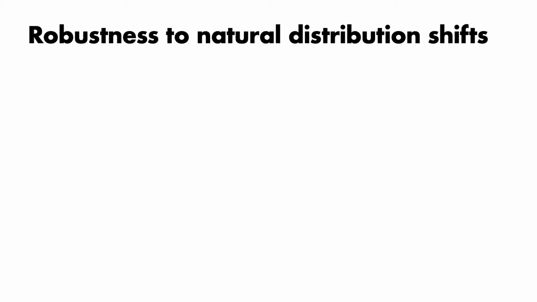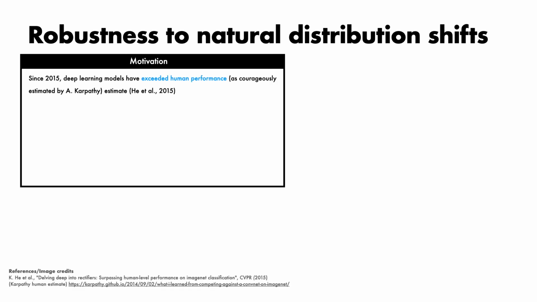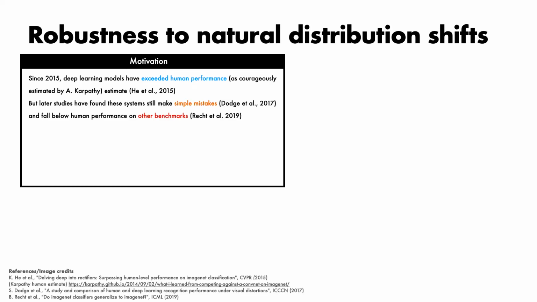In the third set of experiments conducted in this work, the authors evaluate the robustness of CLIP to natural distribution shift. The motivation for this analysis is that, since 2015, deep learning models have surpassed human performance, or at least human performance as courageously estimated by Andrej Karpathy. However, despite this, later studies have shown that these models still make simple mistakes and consistently fall below human performance on other benchmarks, suggesting a lack of robustness.